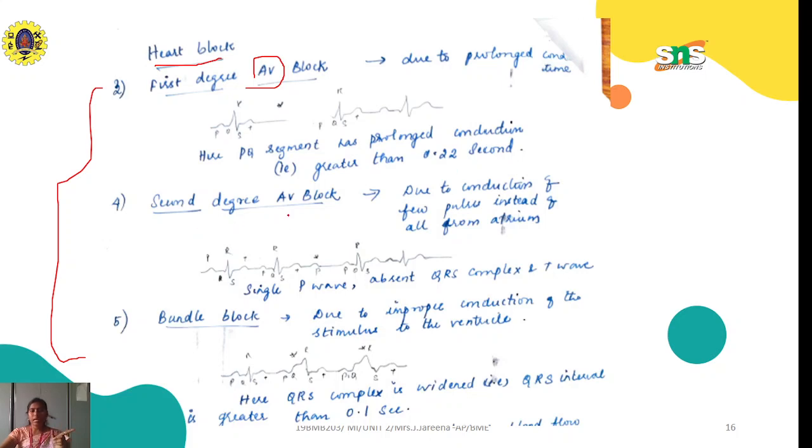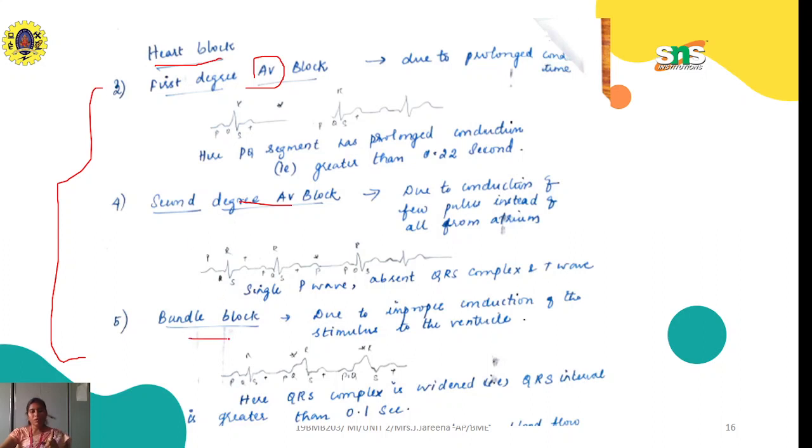Next is the second degree AV block. This AV block occurs due to the conduction of very few pulses from the atrium. The atria should receive enough pulses so that all the atrial muscle will contract, giving 100% contraction. But if only a few muscles are excited, then again there will be some problem. You can see the changes in the ECG waveform again in the P wave. You can have only the P wave, and you may not have the QRS complex or T wave. That is the second degree AV block.